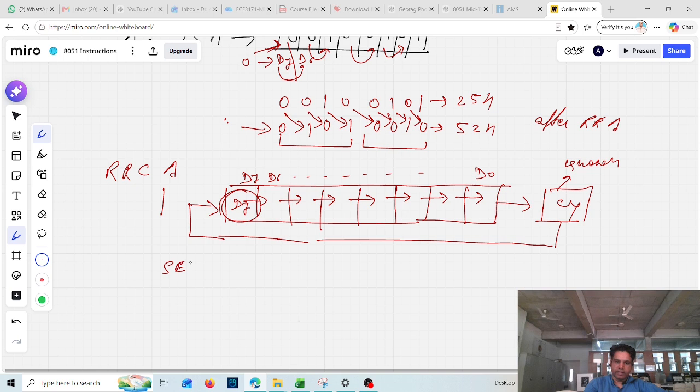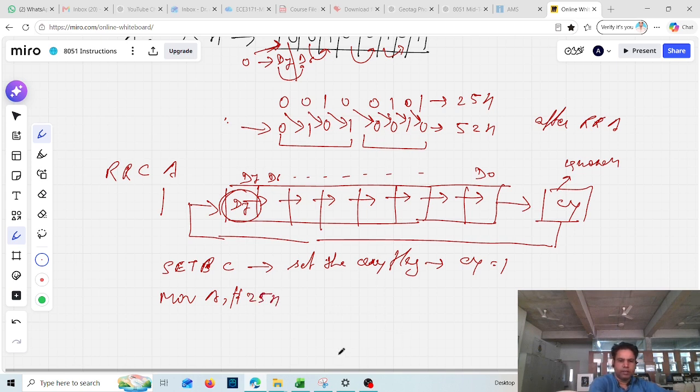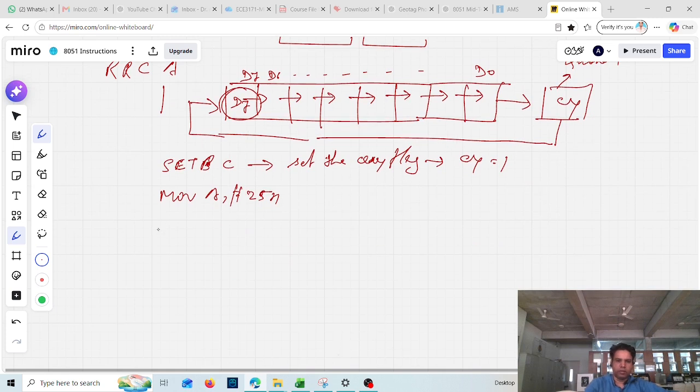You will write here STC, set carry. The meaning of this one is set the carry flag bit. So after writing this instruction STC, CY flag will become 1. Now after this one, suppose that I have written here MOV A, comma, 25h, let's take the same example 5. Now try to understand what is going to happen after this instruction. Suppose that I have written here RRC A.